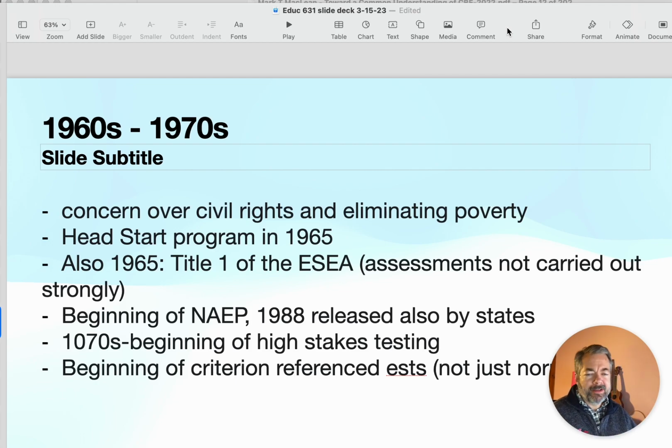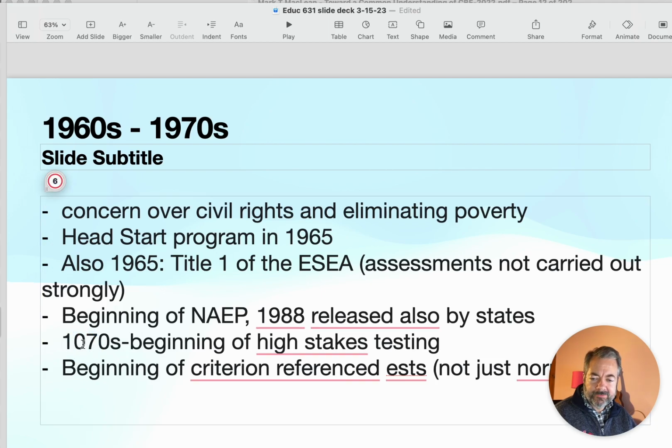I'll talk more about NAEP next week. I don't want to bore you with it now, but it is the national test. Kids take it. They don't all take it every year, but every so often, and they do this very carefully, what they call psychometrics. Kids take the high school and elementary kids take the NAEP assessment, which looks a lot like state assessments. And then together we could find out how states are doing, how the country's doing, and so on. Now, that says 1070s. It should say 1970s.